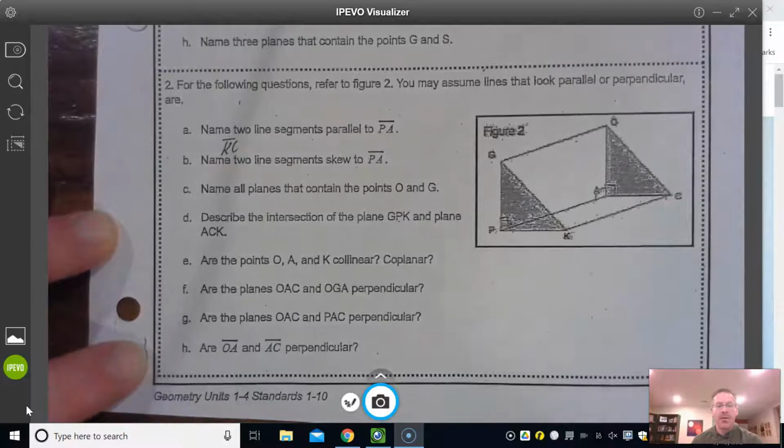Now, I'll give you 30 seconds. You can pause the video and see if you can find the other line segment that's parallel to PA.